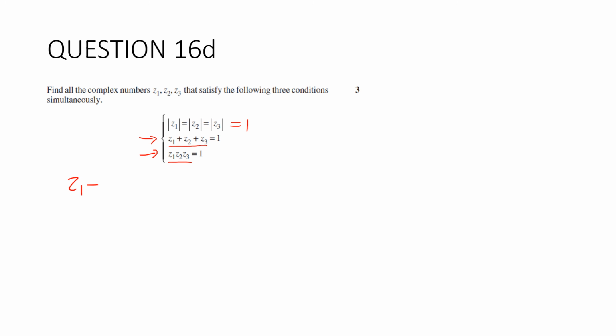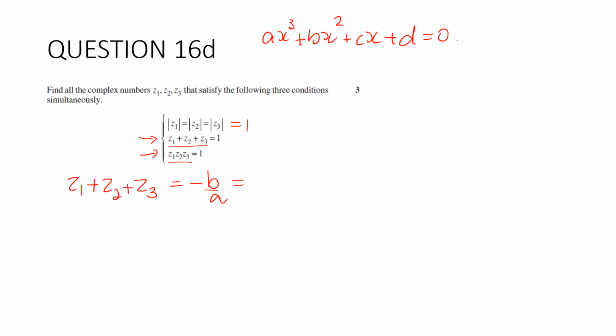So we've got Z1 plus Z2 plus Z3, the sum of the roots, if this is a cubic, so we've got Ax cubed plus Bx squared plus Cx plus D equal to 0. The sum of the roots is equal to minus B on A, which in this case, from this one here, is going to be equal to 1. So A is going to be equal to 1, and in this case, B will equal negative 1. Now the product of the roots is negative D on A, and it is also equal to 1. We know A is equal to 1, so D is going to equal negative 1.